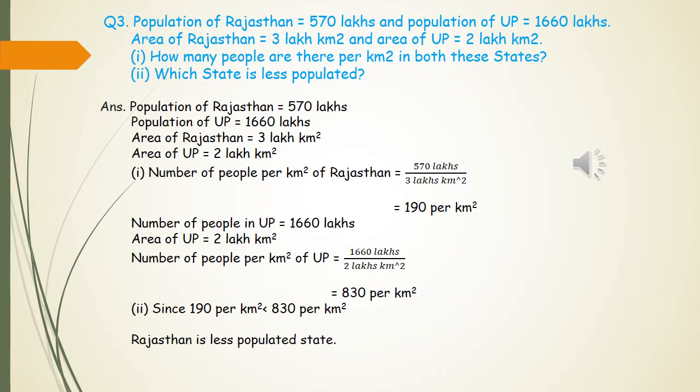Question number 3. Population of Rajasthan is 570 lakhs and population of UP is 1660 lakhs. Area of Rajasthan is 3 lakh kilometer square and area of UP is 2 lakh kilometer square.